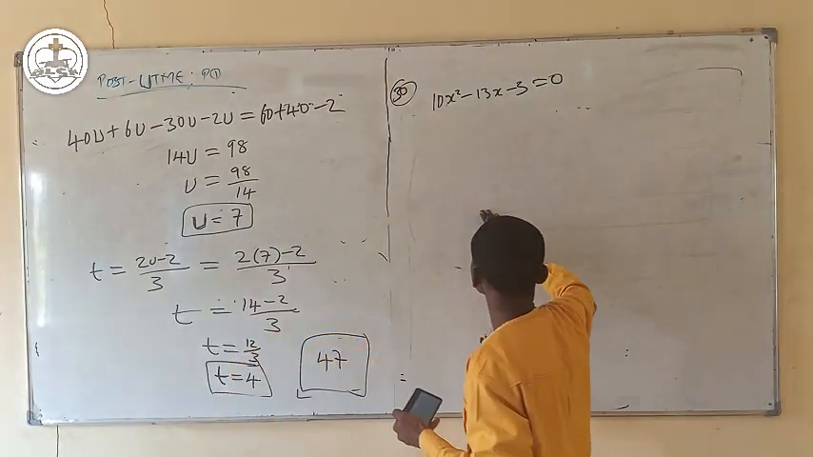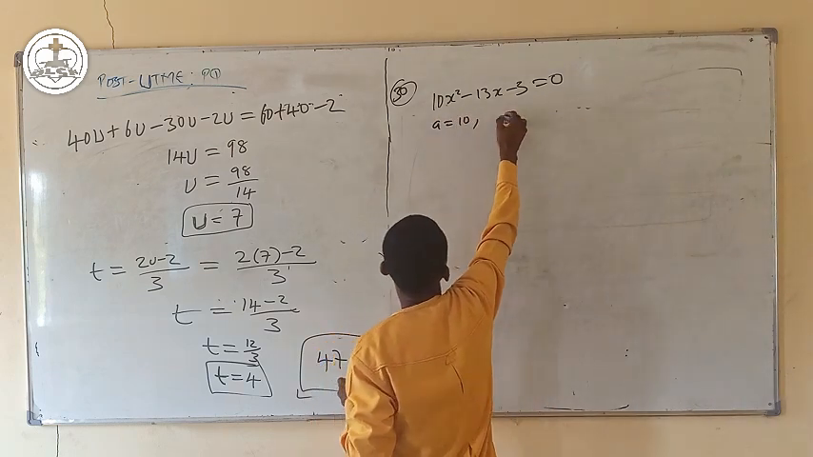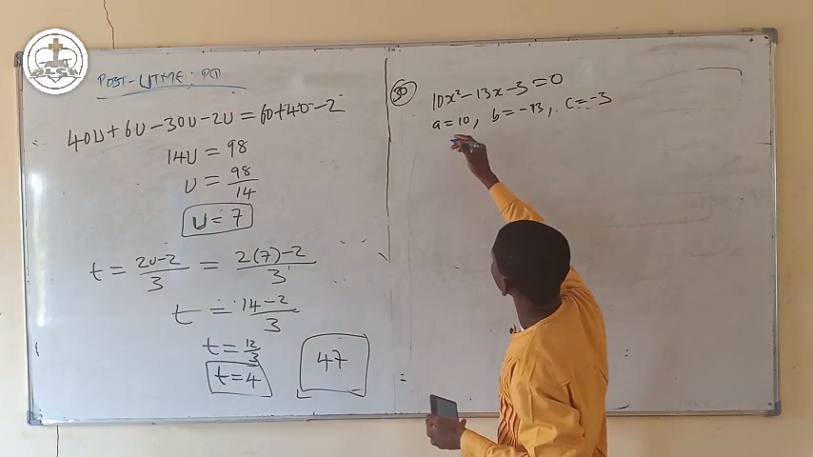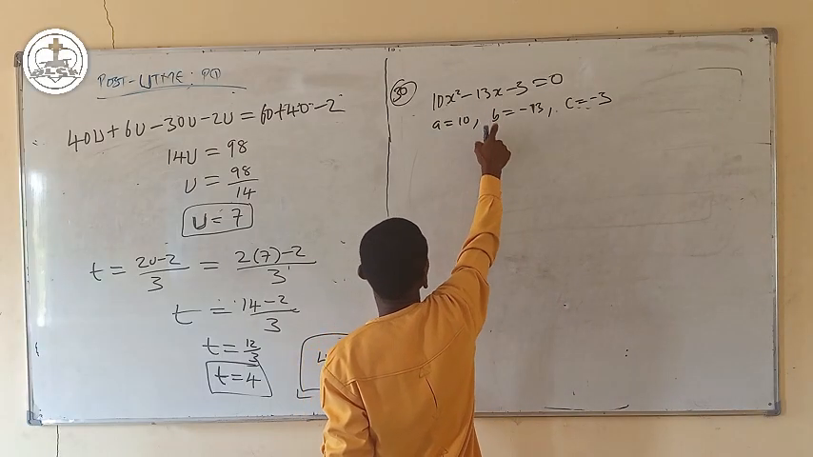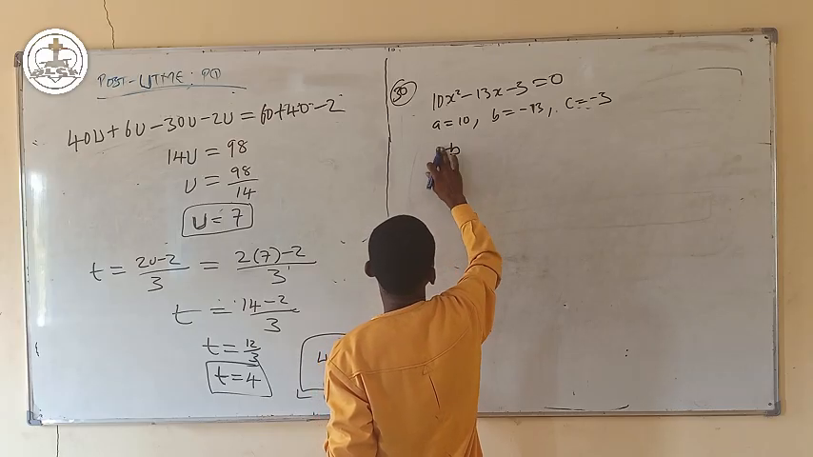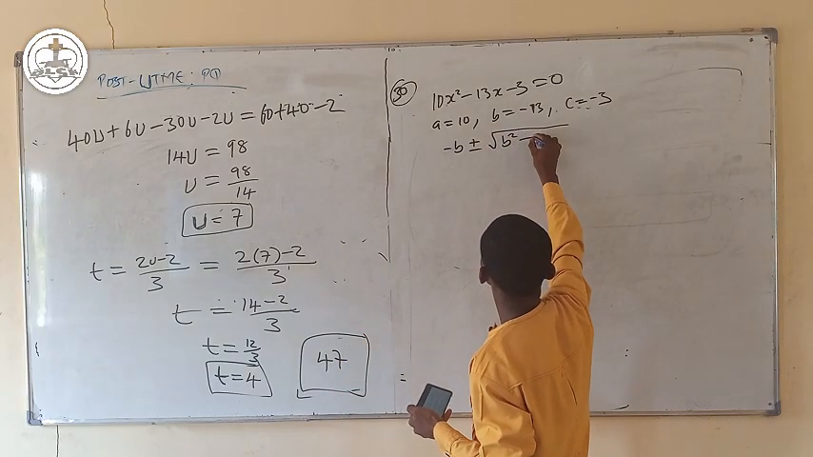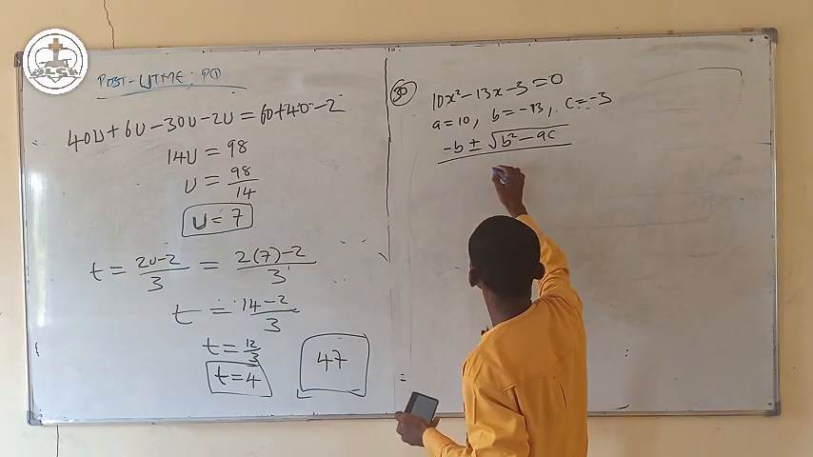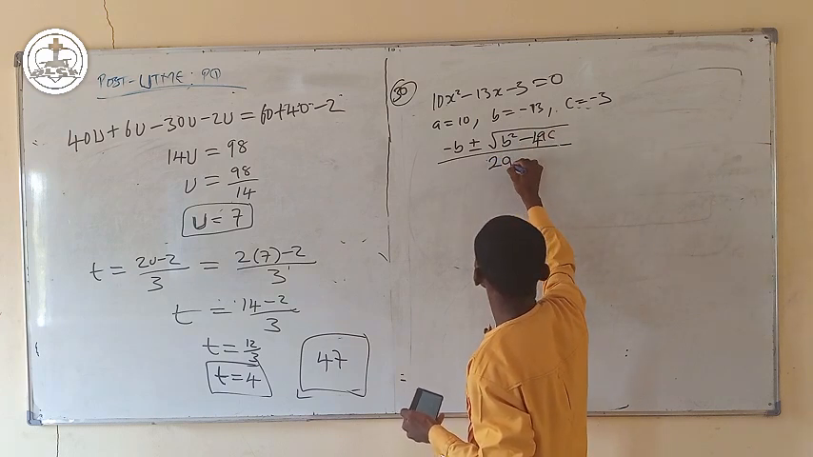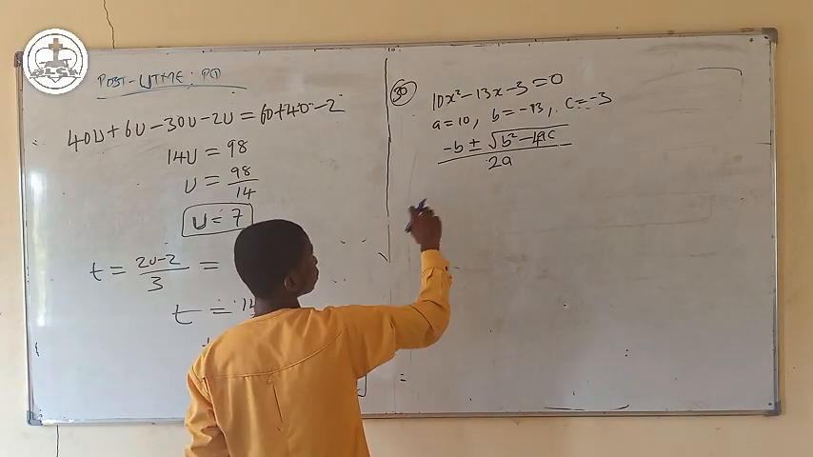So what do we do here? We are going to be using the almighty formula to resolve this. Our a here is 10, our b is minus 13, and our c is minus 3. Using the relation, our roots will be in the form of minus b plus or minus root b squared minus 4AC, all over 2A.